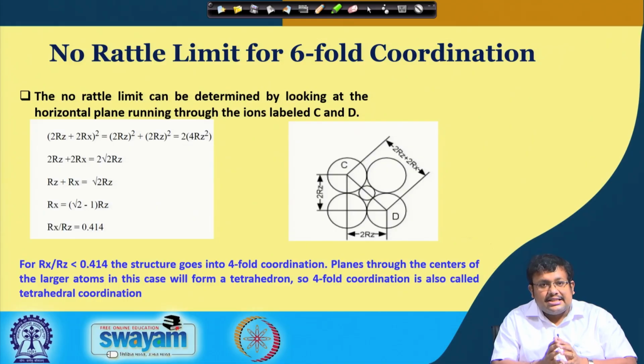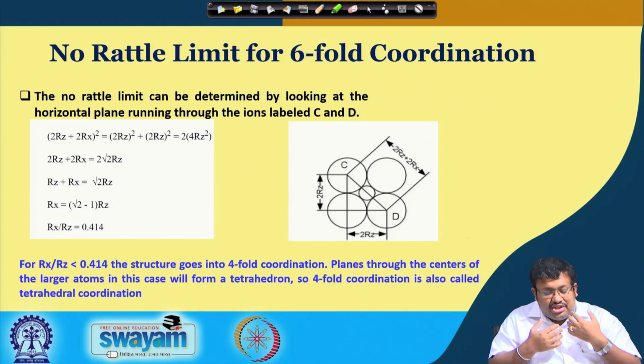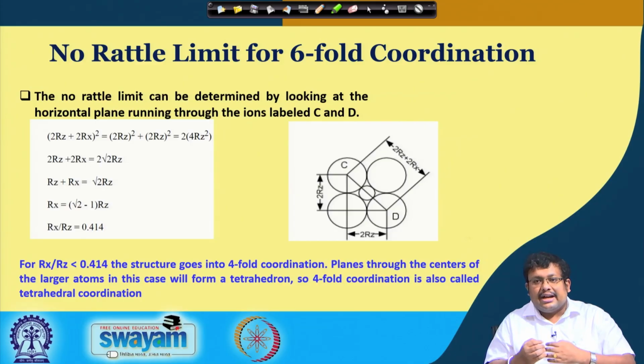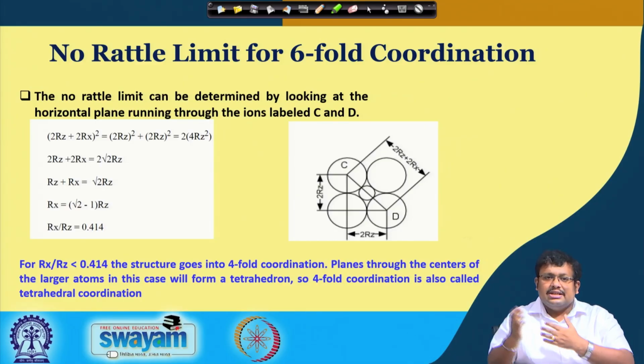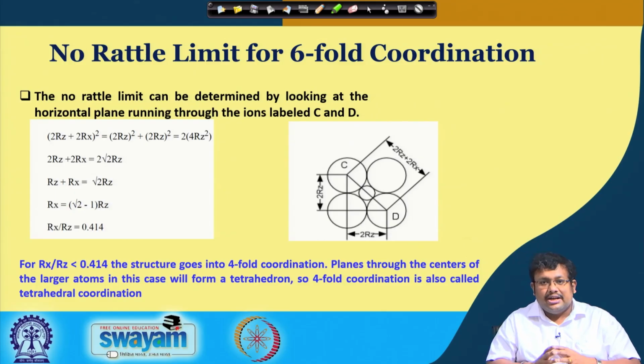If the radius ratio goes below 0.414, the structure goes into 4-fold coordination. Earlier it was 6-fold coordination. Now, due to the reduction of the cation size, the radius ratio reduces, and ultimately this 6-fold coordination will be converted to the 4-fold coordination.